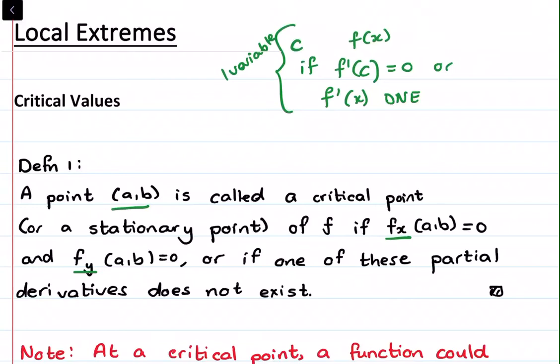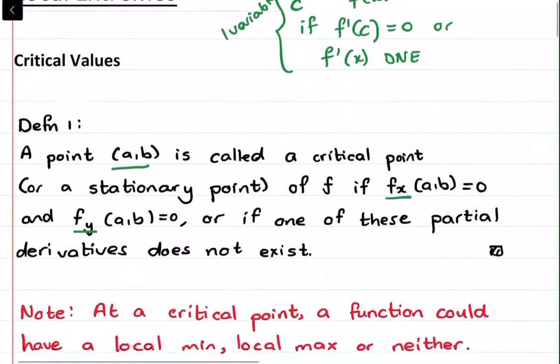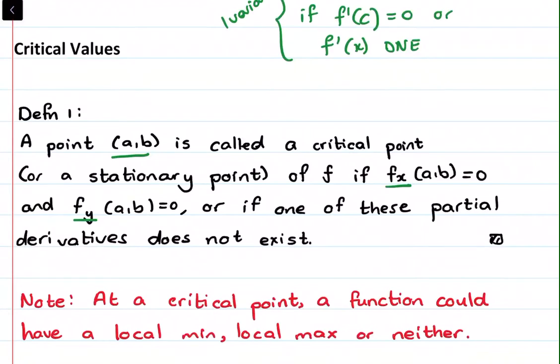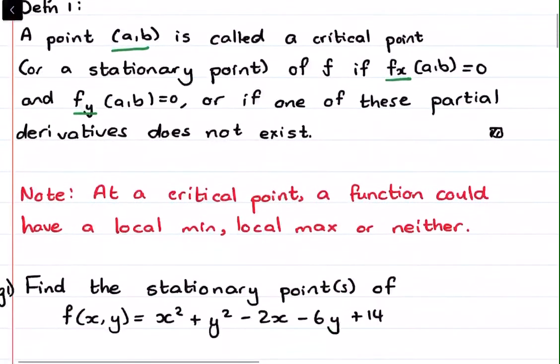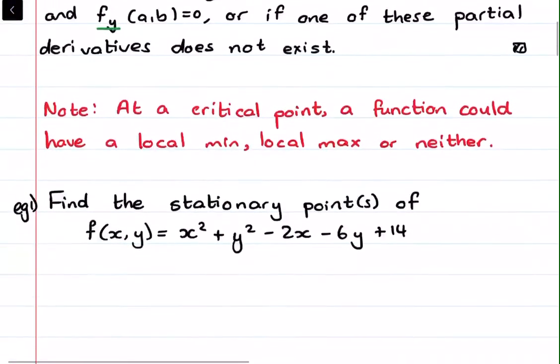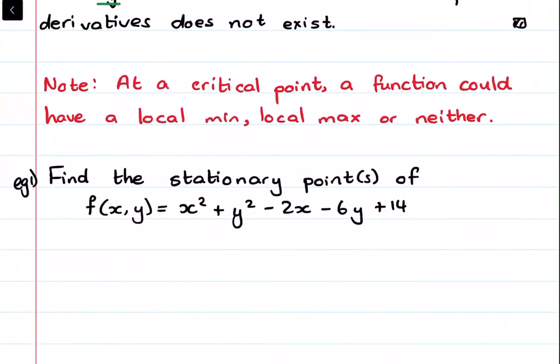So let us recall something about a critical point. We learned that a critical point is what we were able to classify when we did the first derivative or second derivative test, meaning that at a critical point, a function could have a local minimum, a local maximum, or neither of the two. Let us see how we find a stationary point of a function of several variables.